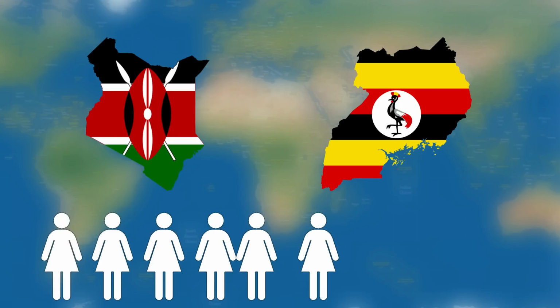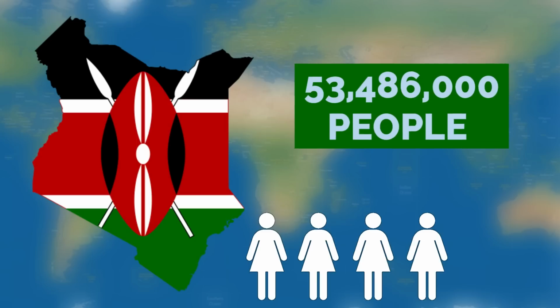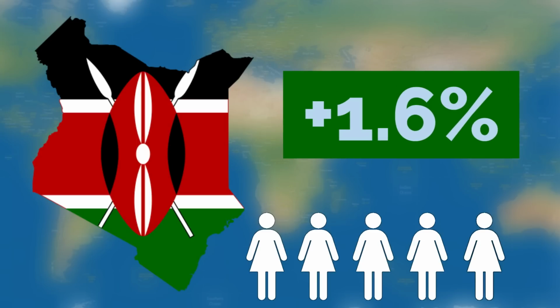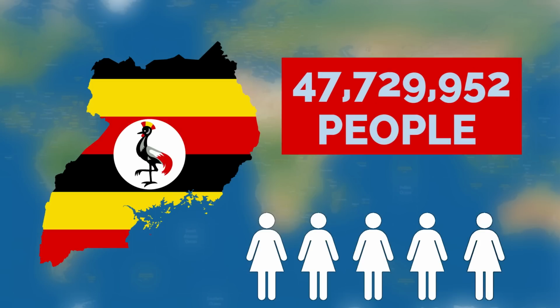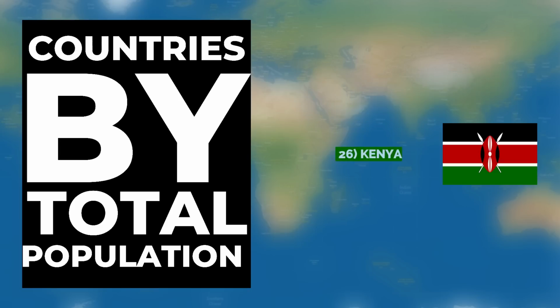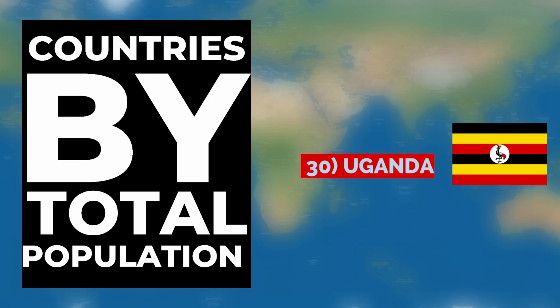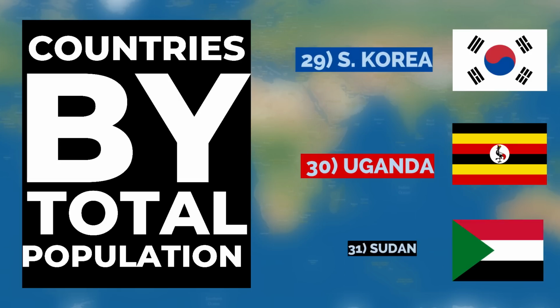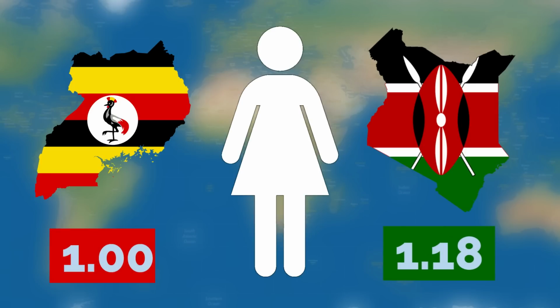Kenya and Uganda are both populous nations in East Africa, but they differ in population size and growth rates. Kenya is home to over 53 million people with a 1.6% population growth rate. Uganda has a population of around 45 million but a higher 3% growth rate. In terms of global population, Kenya ranks 26th most populous country in the world, behind Italy and ahead of Myanmar. Meanwhile, Uganda ranks 30th, behind South Korea and ahead of Sudan. Overall, for every Ugandan there are about 1.18 Kenyans.